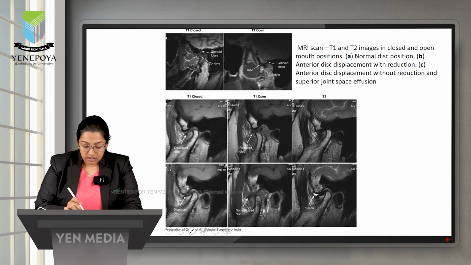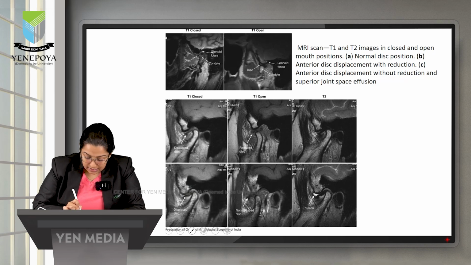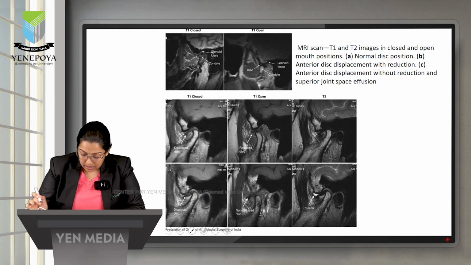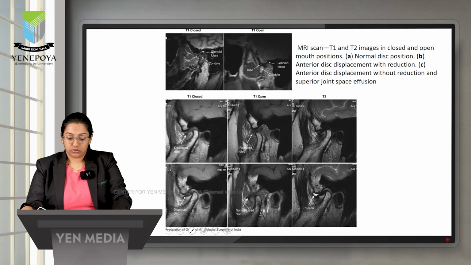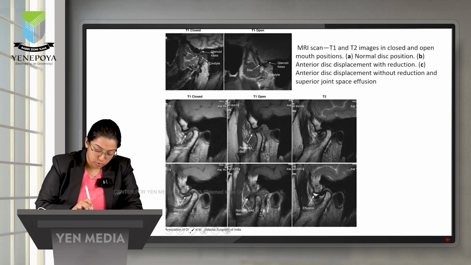Similarly, in the third row, if you see, there is a displaced disc, and it is still displaced when closing the mouth. So, this is the MRI of the temporomandibular joint.